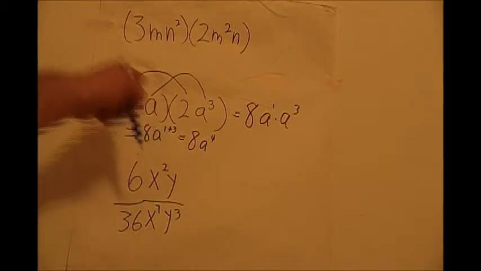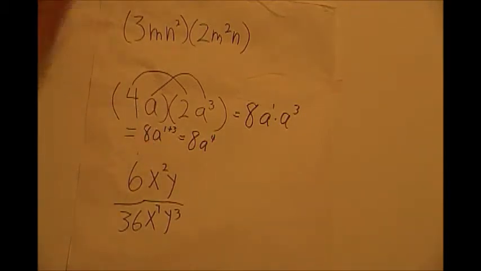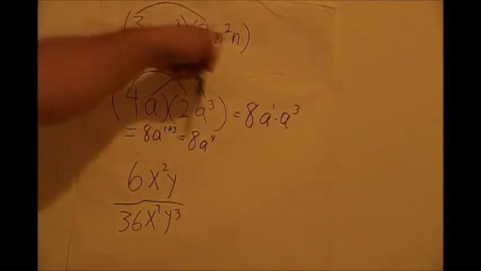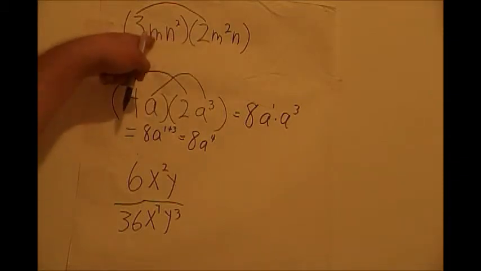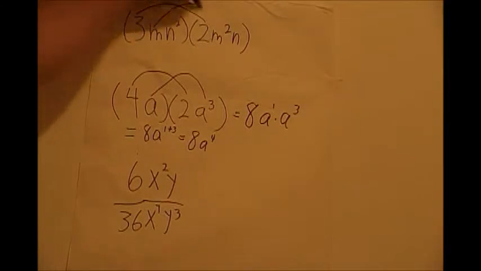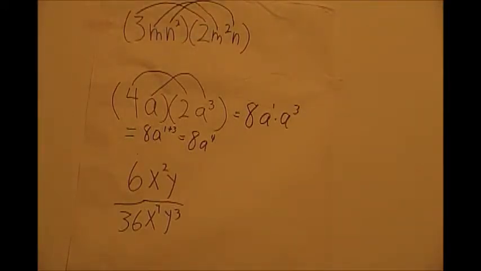Alright, let's actually go to the top one right here. This one looks kind of tricky, but the same rules apply, okay? So we multiply the numbers together, and then we're going to multiply the respective variables together. So we multiply the m's together, and then the n's together, okay?